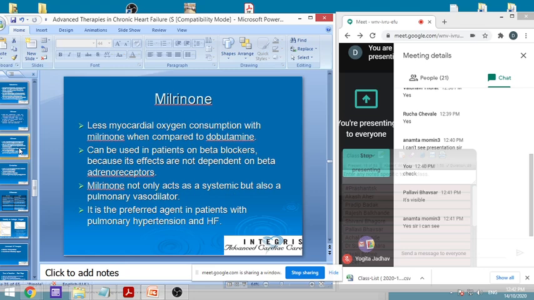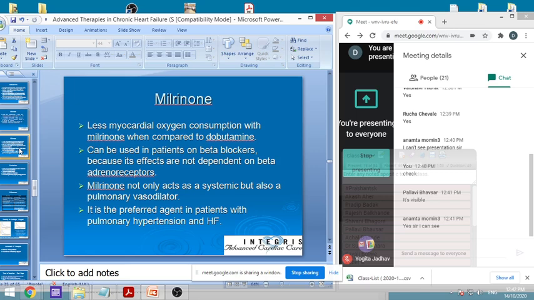What are the impacts it is causing? It causes less myocardial oxygen consumption with milrinone when compared with dobutamine. So this is a benefit, because many times oxygen consumption is another concern. It can be used in combination with a beta blocker. Dobutamine cannot be used along with beta blockers because it acts as a beta agonist. So you cannot simultaneously give a beta 1 agonist and a beta 1 antagonist. The effects of milrinone are not dependent on beta adrenergic receptors. Therefore, milrinone does not require it.